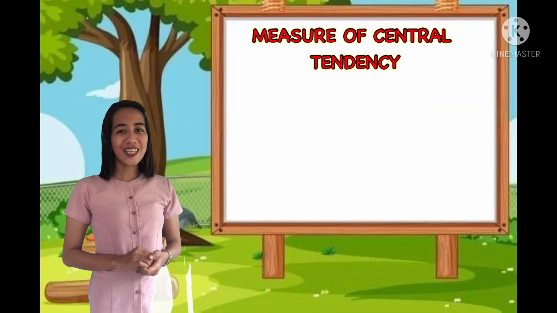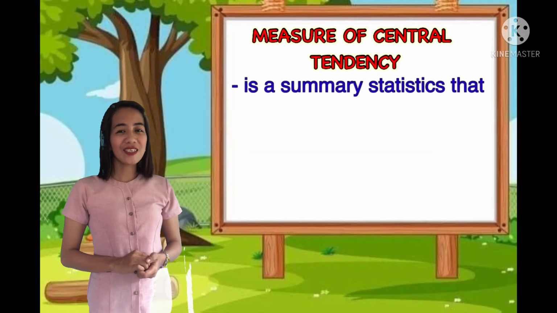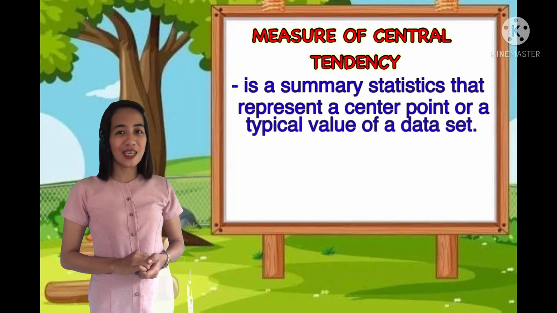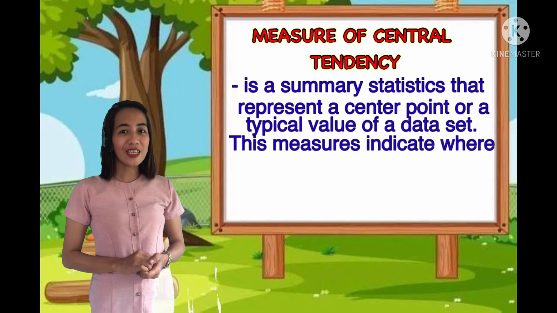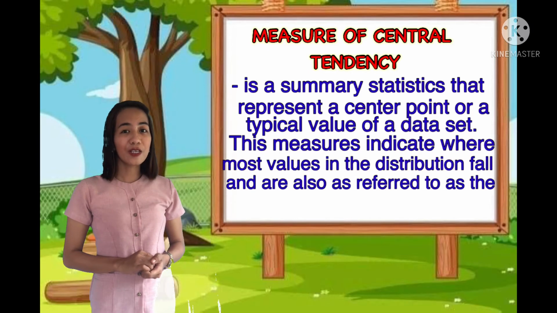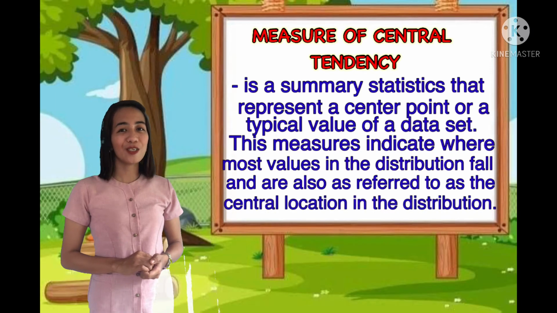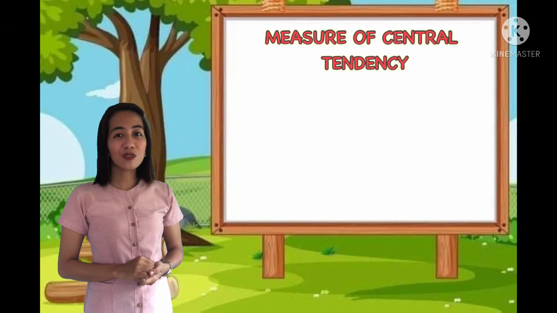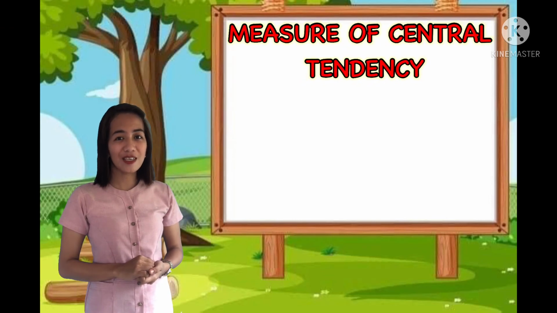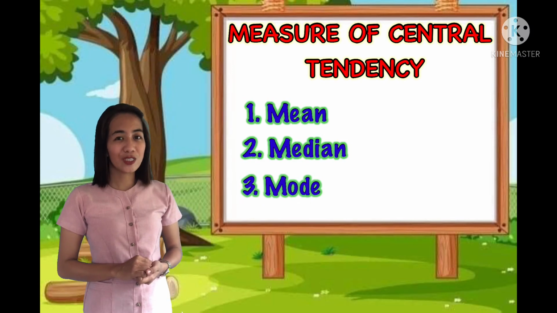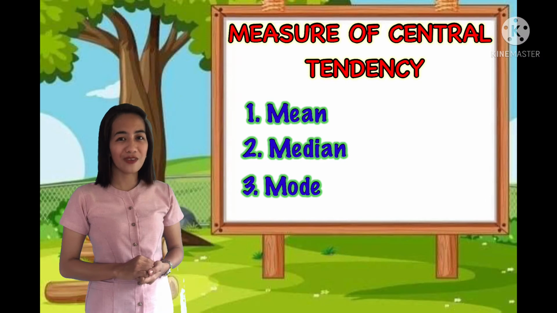A measure of central tendency is a summary statistic that represents a center point or a typical value of a data set. This measure indicates where most values in the distribution fall and is also referred to as a central location of a distribution. In statistics, the three most common measures of central tendency are the mean, median, and mode. Each of these measures calculates the location of the central point using a different method.